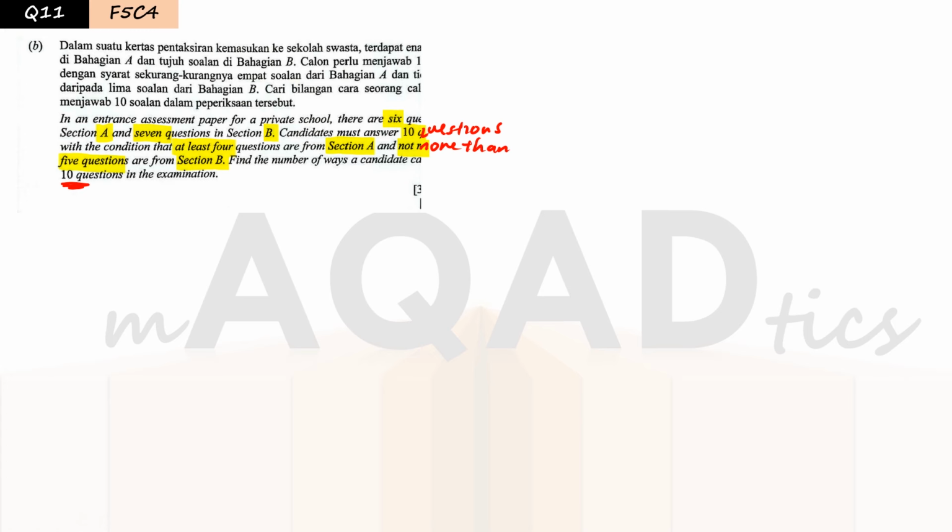Now we need to find the number of ways according to these 2 conditions: at least 4 questions in section A and not more than 5 questions in section B. You can imagine there are a lot of possibilities, right? So if there are questions that have a lot of possibilities, what we can do is use this technique, which is to draw a table. Let us draw this kind of table.